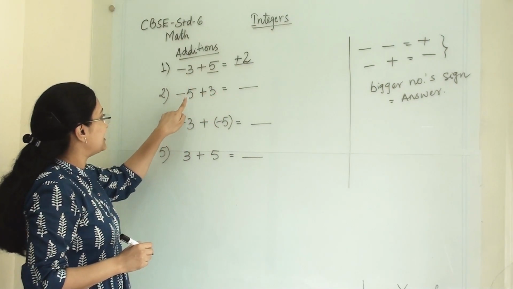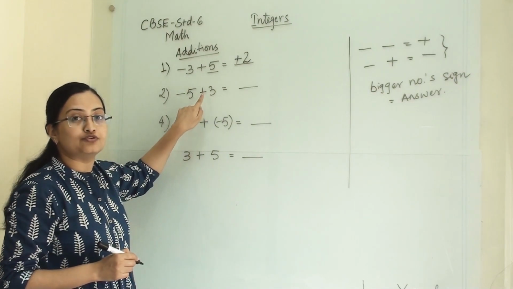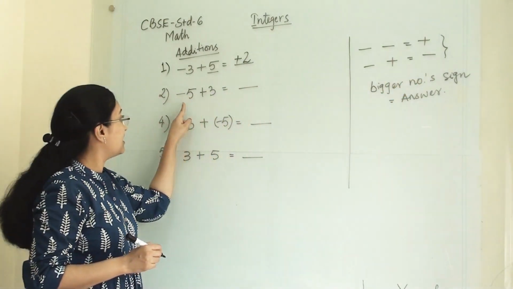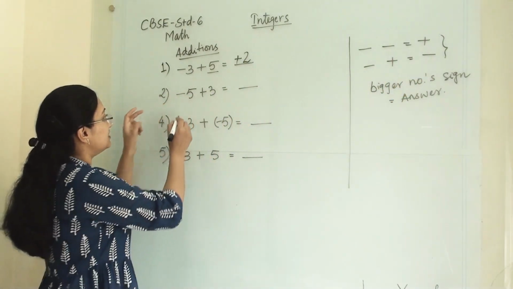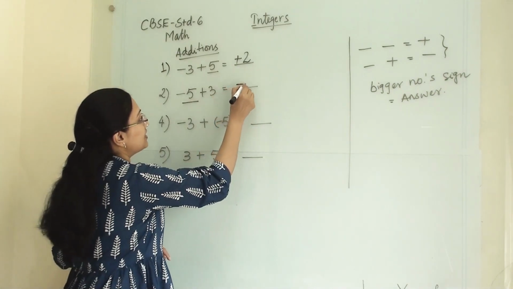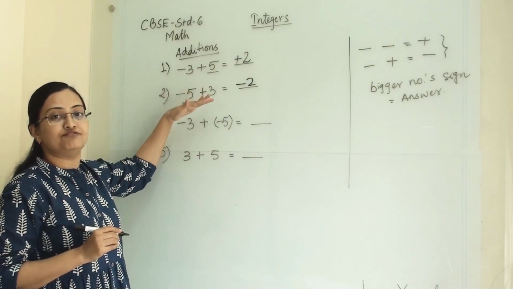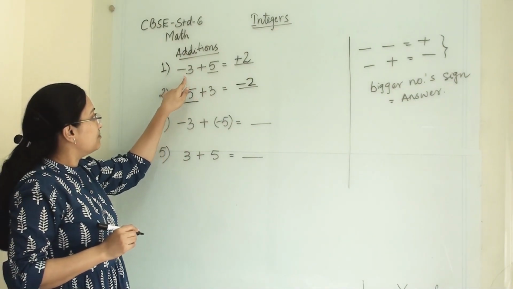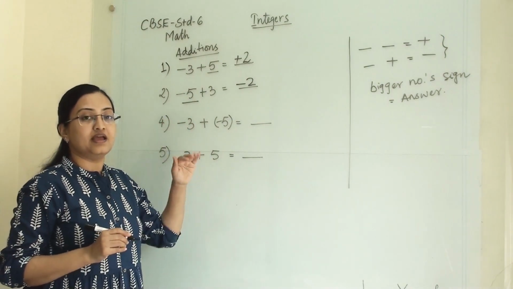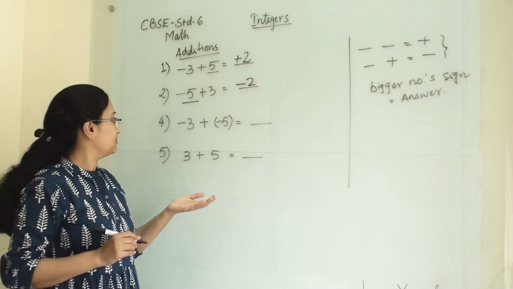Here minus plus, so we are going to do subtraction. The bigger number's sign will come with the answer. This is the only difference: minus plus will always lead to a subtraction, and the answer will get the bigger number's sign.